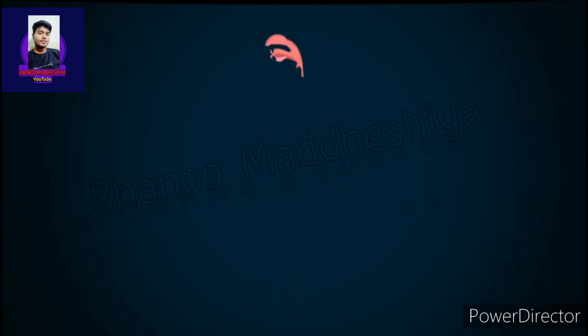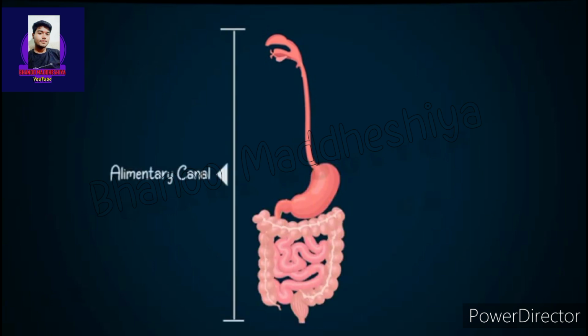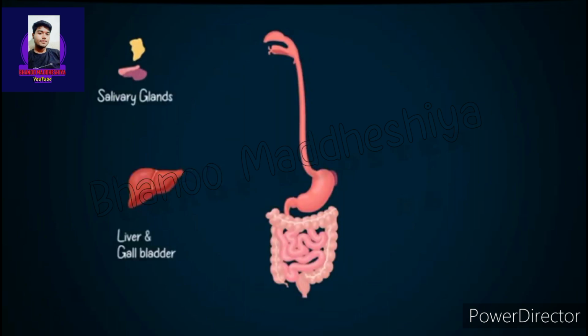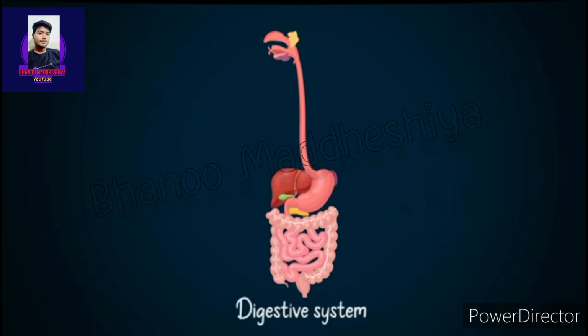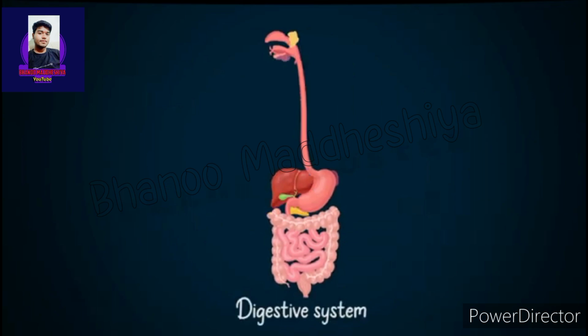Here we can see that all these parts are connected to one another and forms a long tube or canal called as alimentary canal. Glands like salivary glands, liver, gallbladder, and pancreas are attached to the alimentary canal and forms the digestive system. So, accessory glands plus alimentary canal together makes the digestive system.